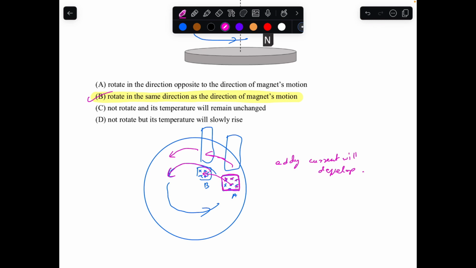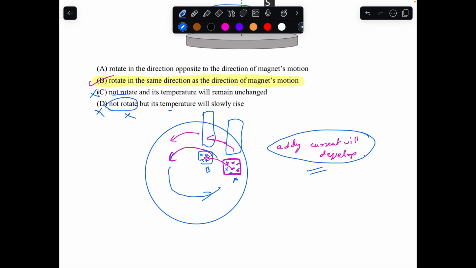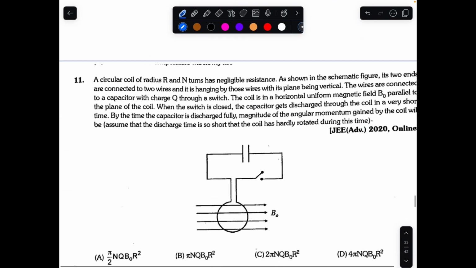Option B: rotate in the same direction as the direction of the magnet's motion. Is that clear? And also temperature will rise because of eddy currents. Option D is wrong because it says not rotate, which is absolutely wrong. It will rotate and temperature will also rise. If they give another option, rotate and temperature rise, then that will be the perfect answer. C is also wrong, not rotate. Rotate in opposite direction, A, is also wrong. B is correct.